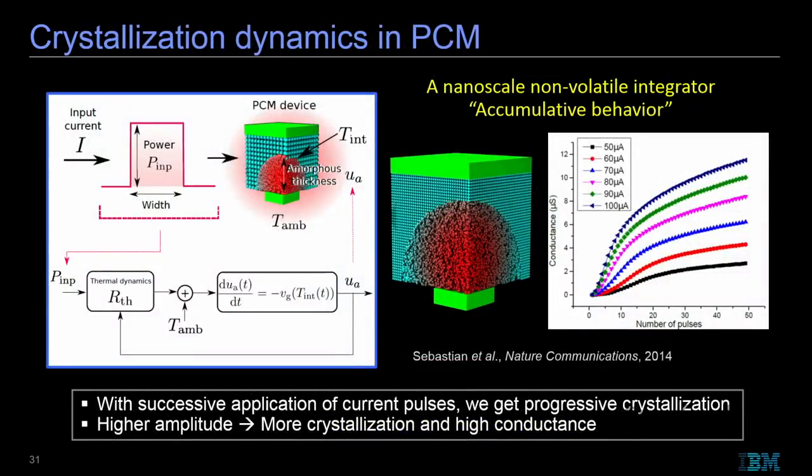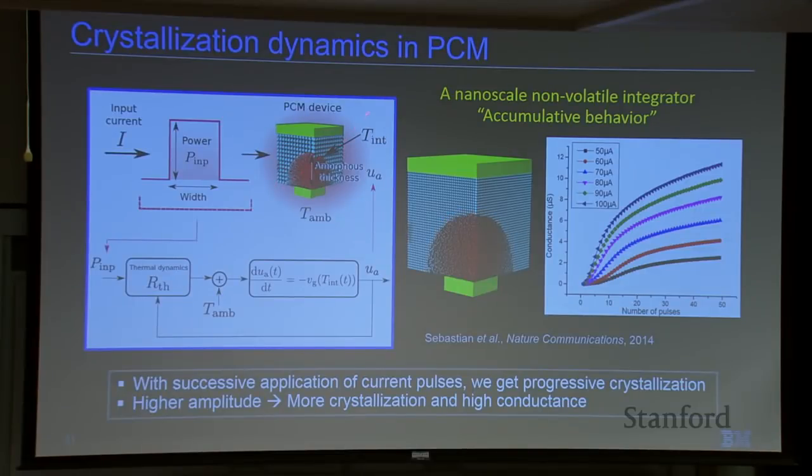So one obvious candidate, at least in the context of phase change memory, for performing computation is the so-called crystallization dynamics. If you have a PCM device, and you initialize it into a predominantly amorphous state, as shown here, then if you successively apply electrical pulses such as these, the crystal front will grow, as shown here. That means you will progressively crystallize, which means the conductance of the device will keep on increasing. As the number of pulses increases, your conductance keeps increasing, correct?